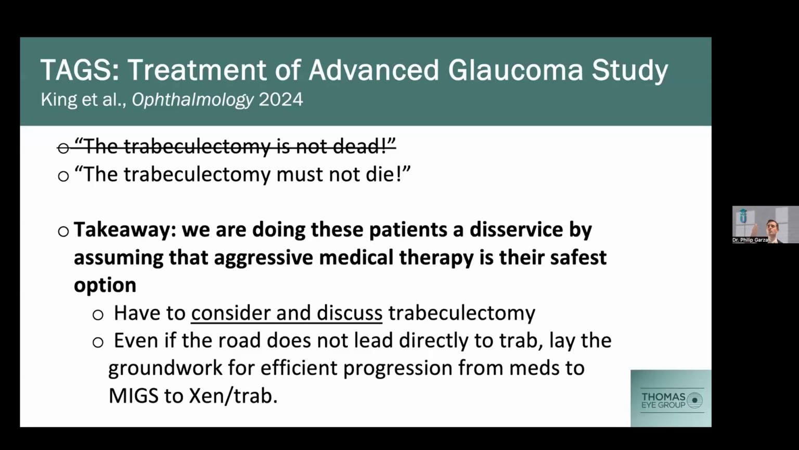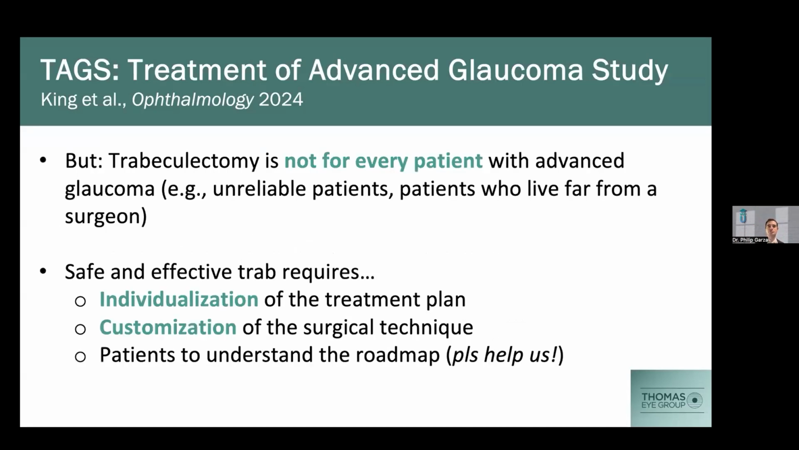And even if the road does not lead directly to trab, I mean, maybe the patient wants to warm up to the idea. We want to lay the groundwork for an efficient progression from meds to MIGS, in other words, interventional techniques, and then onto something like a Zen or a trab. I mean, we have to recognize these patients may need to move down that pipeline more quickly. And maybe some of them need to go straight to a trab.